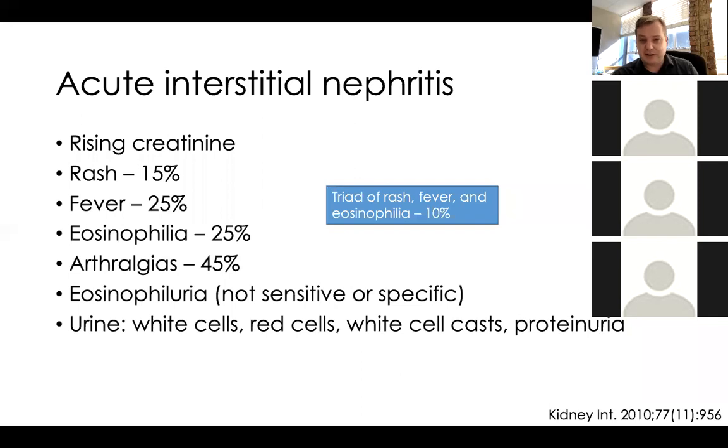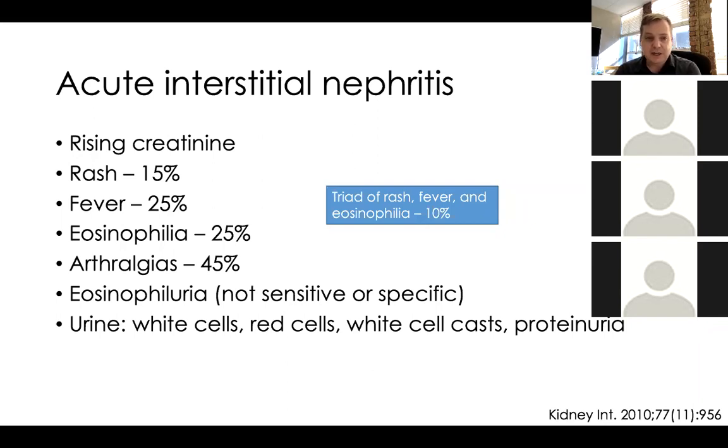More useful are some of the other features. Eosinophilia is about a quarter, so if you see that, it should be a strong consideration. But again, 75% of the time, it's not going to be there. Arthralgia is nearly half, so that's just a little bit more useful. Someone who's complaining of arthralgias and has a rise in creatinine on a beta-lactam, please do think of this.